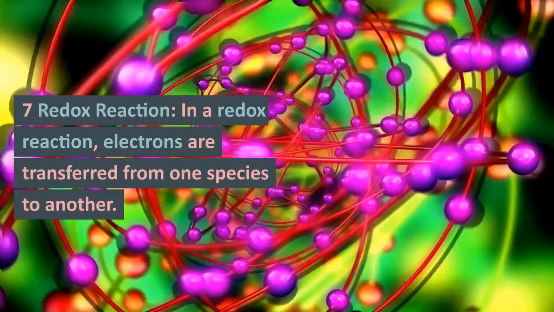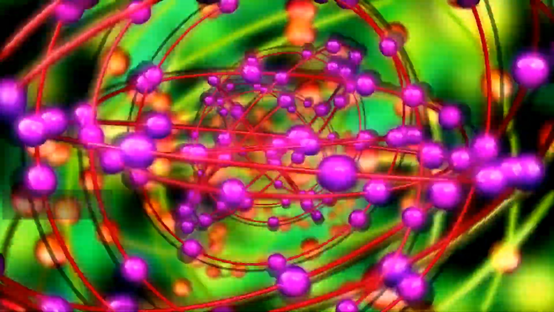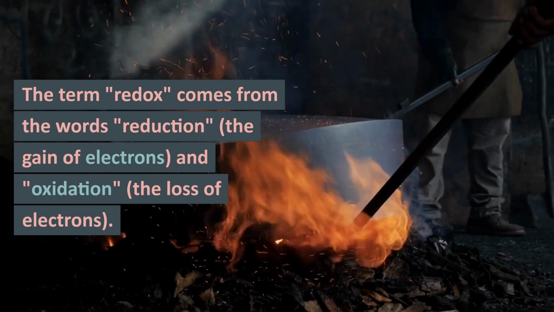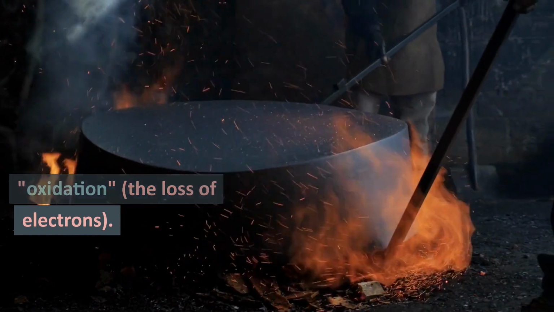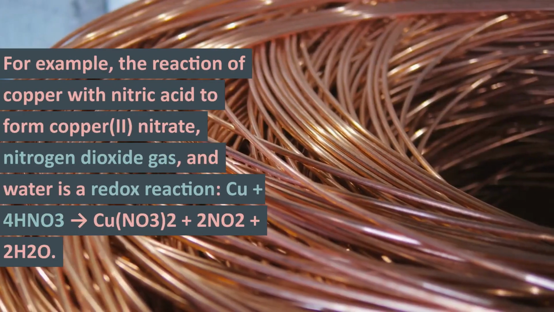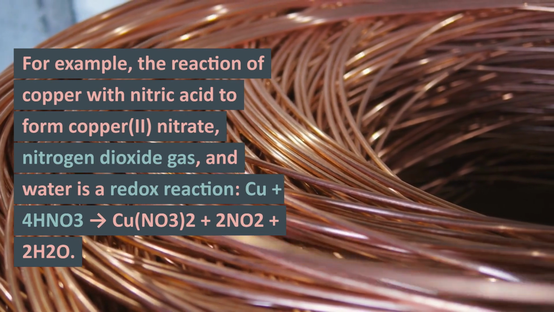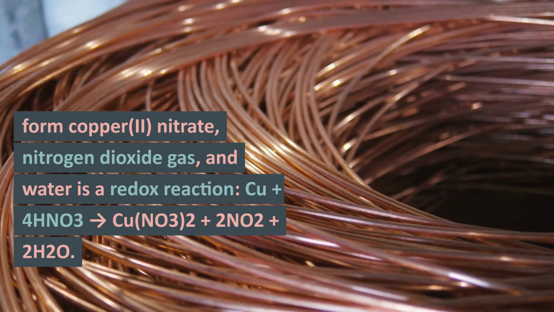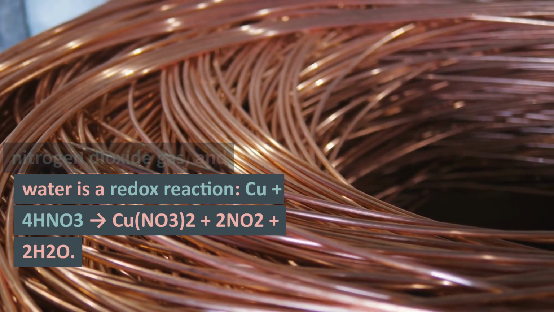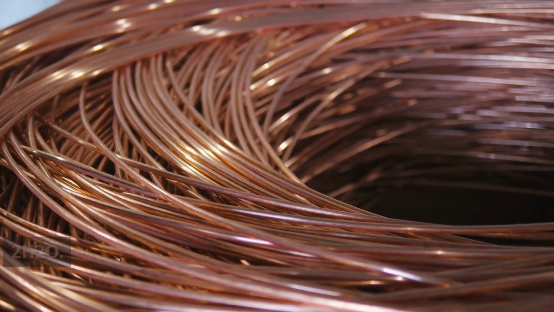7. Redox reaction. In a redox reaction, electrons are transferred from one species to another. The term redox comes from the words reduction, the gain of electrons, and oxidation, the loss of electrons. For example, the reaction of copper with nitric acid to form copper nitrate, nitrogen dioxide gas, and water is a redox reaction. Cu plus 4HNO3, right pointing arrow Cu(NO3)2 plus 2NO2 plus 2H2O.